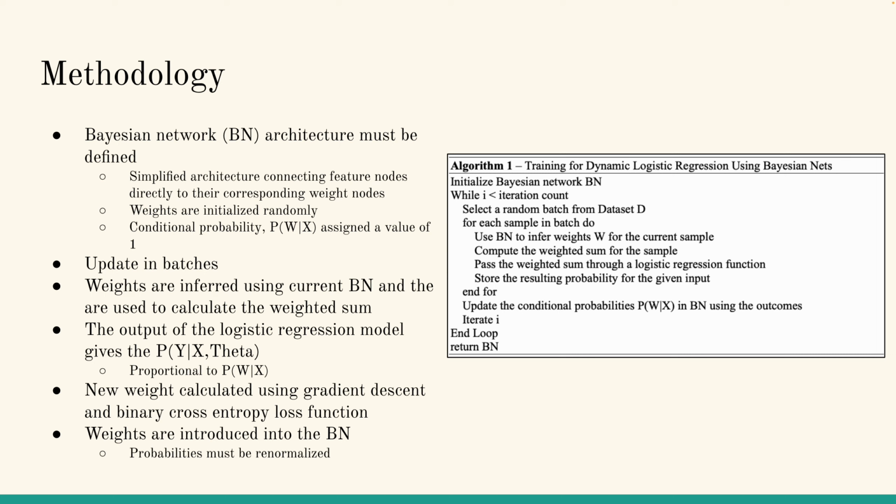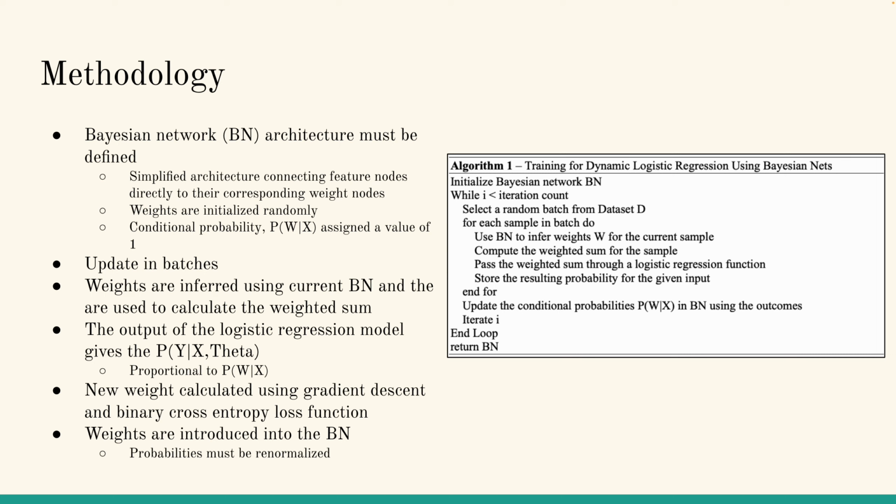descent and using the binary cross-entropy loss function that is common to use with logistic regression, we could actually calculate new weights. This looks very similar to how a traditional logistic regression model works, except that now we're going to calculate multiple gradients. And the number of gradients is based on the different values in the conditional probability tables.